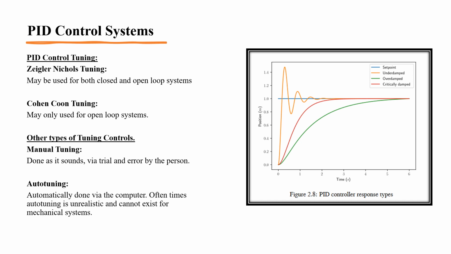There are also other types of tuning methods. One is manual tuning, which is done exactly as it sounds, via trial and error by a person manually tuning. There is also auto-tuning. Auto-tuning is automatically done via the computer. Oftentimes, though, auto-tuning is unrealistic and cannot exist for mechanical systems.